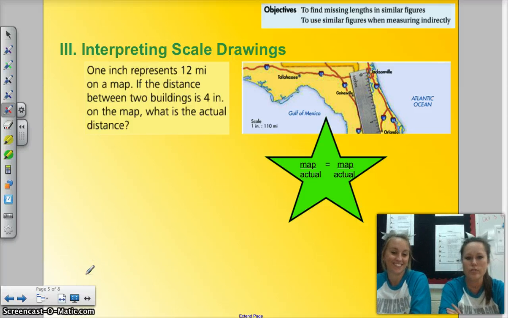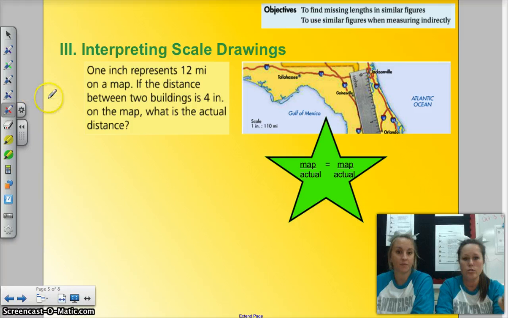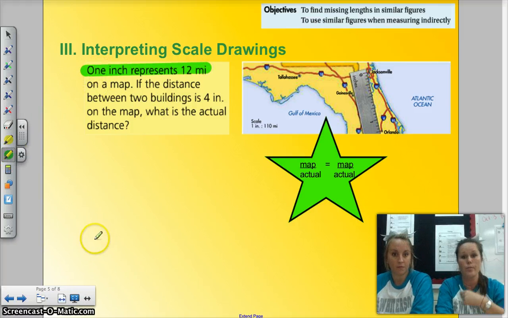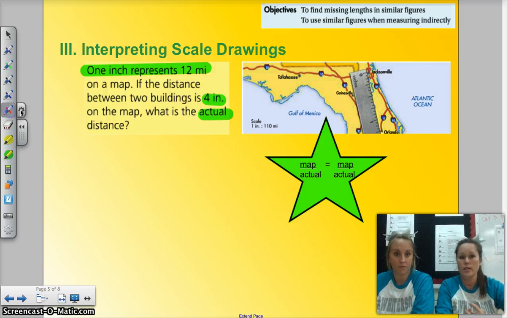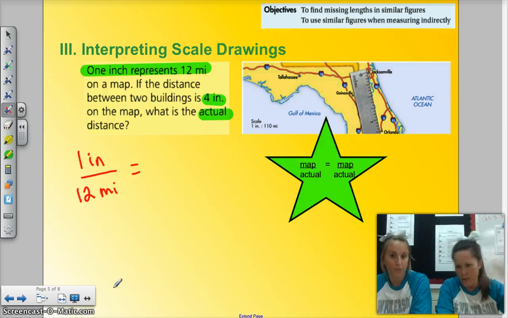Okay, interpreting scale drawings. So this is totally legit. You don't have to read maps and stuff. 1 inch represents 12 miles on a map. If the distance between two buildings is 4 inches on the map, what is the actual distance? So 1 inch on the map over 12 miles. Map over actual distance equals the other map over actual distance.